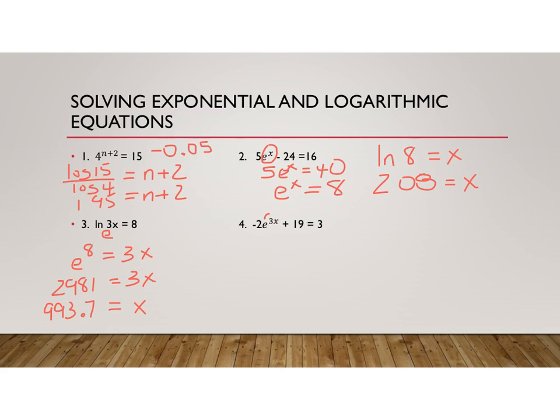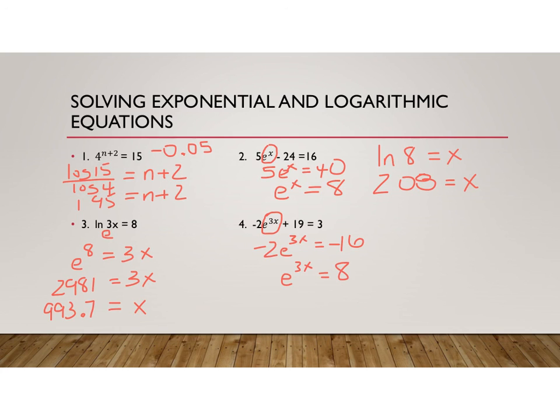Number 4, I would look at trying to get this by itself. So I'm going to subtract 19. I'm going to divide by a negative 2, which gives me a positive 8.